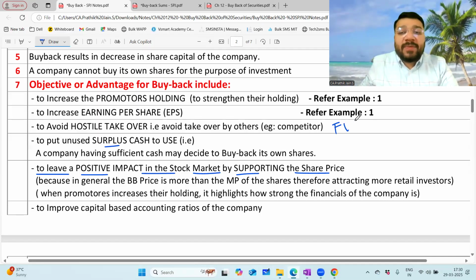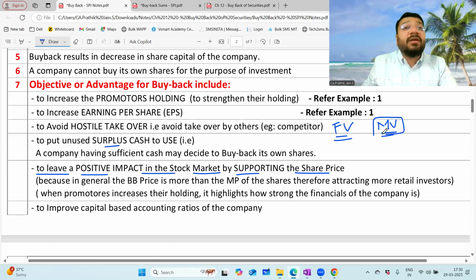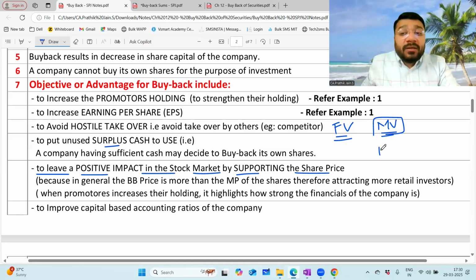There's something called the face value of the shares. All of you know? Okay. There's something called the market value of the share. What is the market value of the share? If the shares are listed on the stock exchange, these shares will be traded at the market value. So let's say the market value of the share is 100 rupees. Face value is 10 rupees.